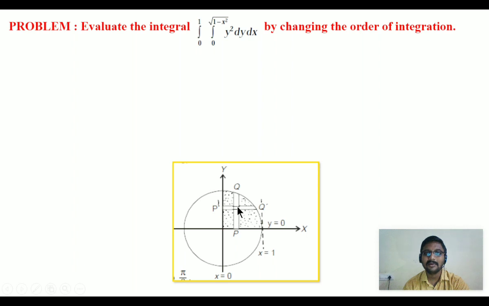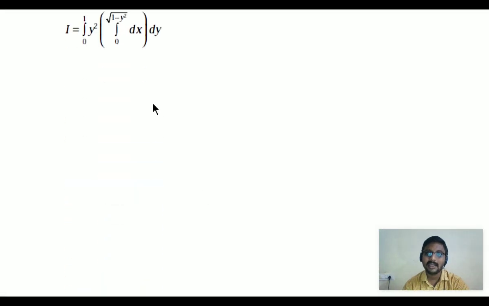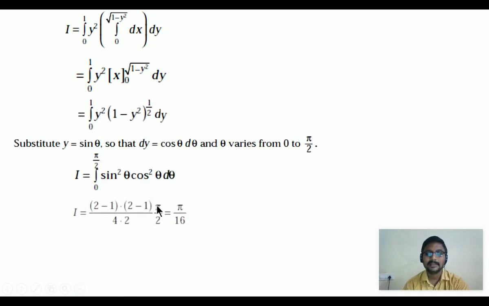For this we have to take the new strip in the same region where the old strip lies. According to the new strip we have to consider new limits. Then only we can change the order and solve the given sum easily. So it is the process.